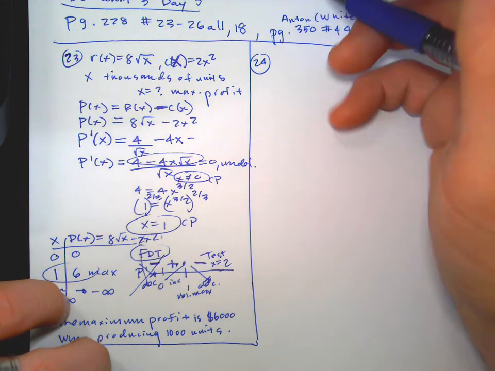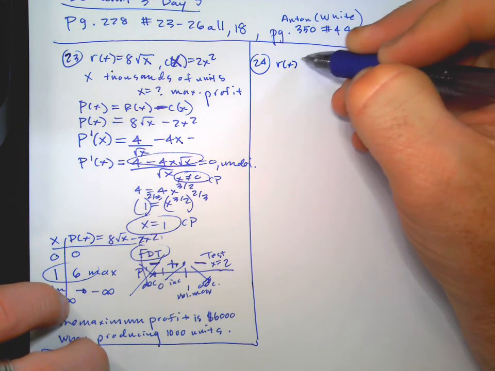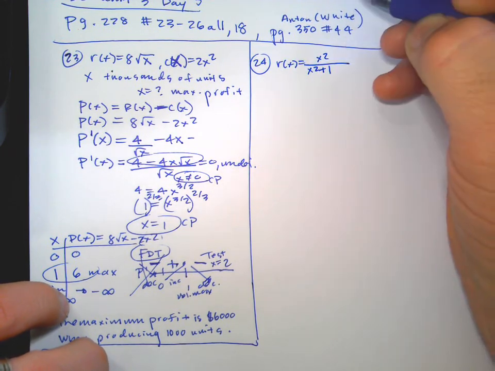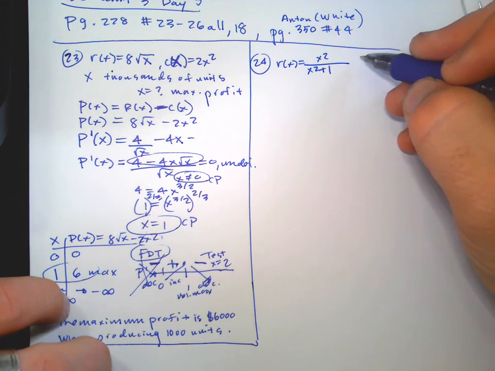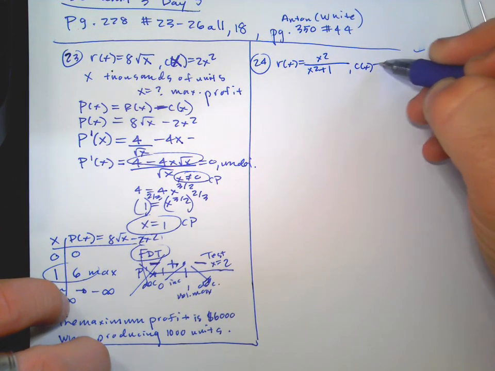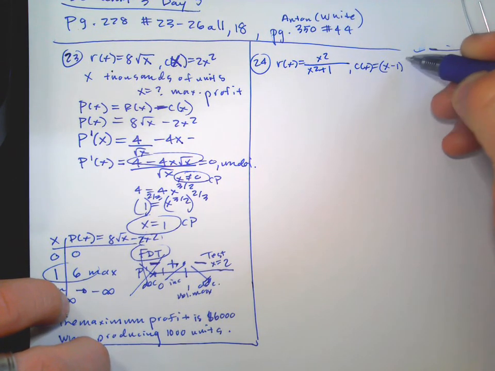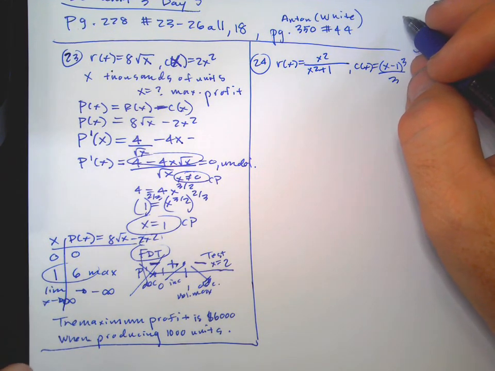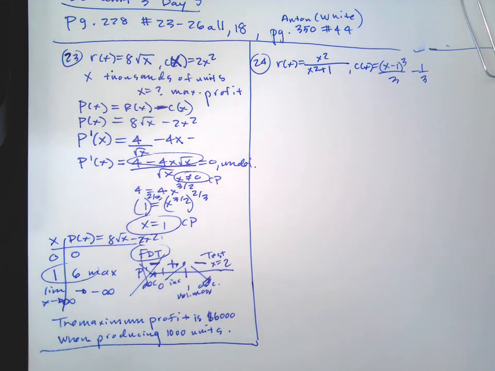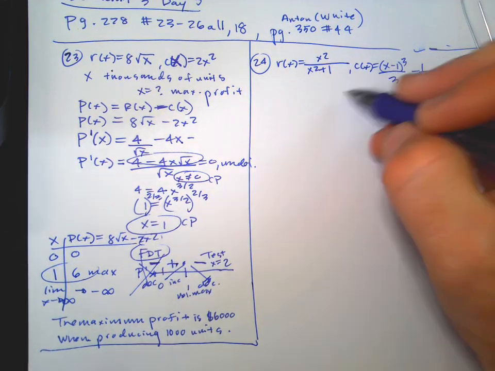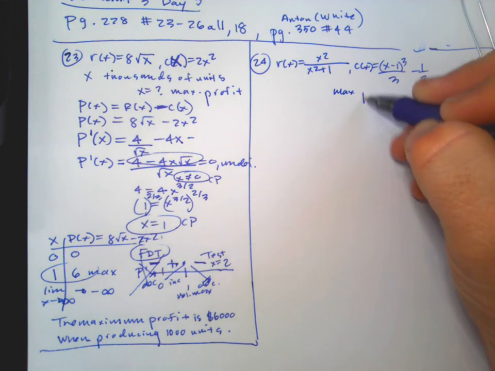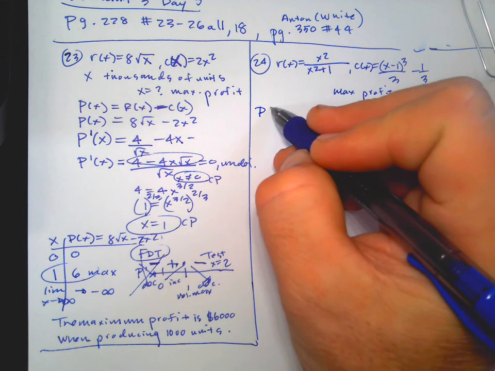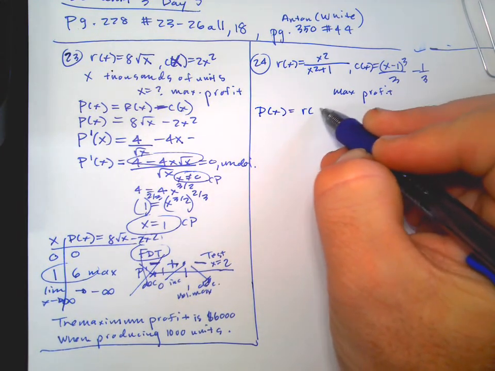24 says, suppose that R(x) equals x squared over x squared plus 1, and cost equals (x minus 1) to the third over 3 minus 1/3, with x in thousands of units. What production level maximizes profit? So it's kind of the same kind of question. We want to maximize profits. So profit equals revenue minus cost.